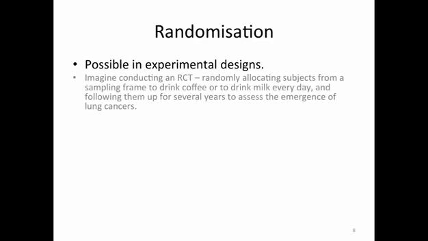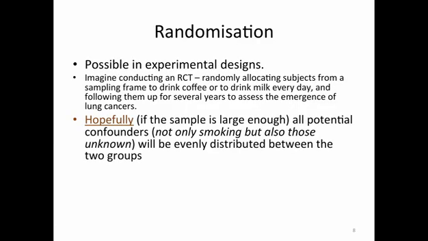Randomization is one of the most commonly used techniques. This is often possible when recruiting for clinical trials. Imagine conducting an RCT, randomly allocating subjects from a sampling frame to either drink coffee or to drink milk every day, and following them up for several years to assess the incidence of lung cancers. By randomly allocating the sample, you are increasing the likelihood that a number of potential confounders, including the smoking status, gets equally distributed between the two arms.